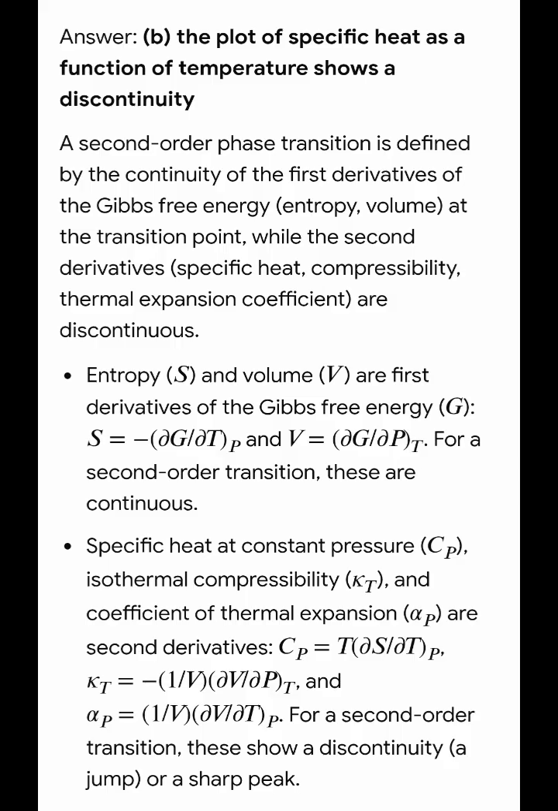The specific heat at constant pressure Cp, the isothermal compressibility kappa T and the coefficient of thermal expansion alpha P are the second derivatives, that is Cp is equal to T into dS by dT at constant pressure, kappa T is equal to minus 1 by V into dV by dP at constant temperature, alpha P is equal to 1 by V into dV by dT at constant pressure. So, for a second order transition, these show a discontinuity or a sharp peak. So, the answer is option B.